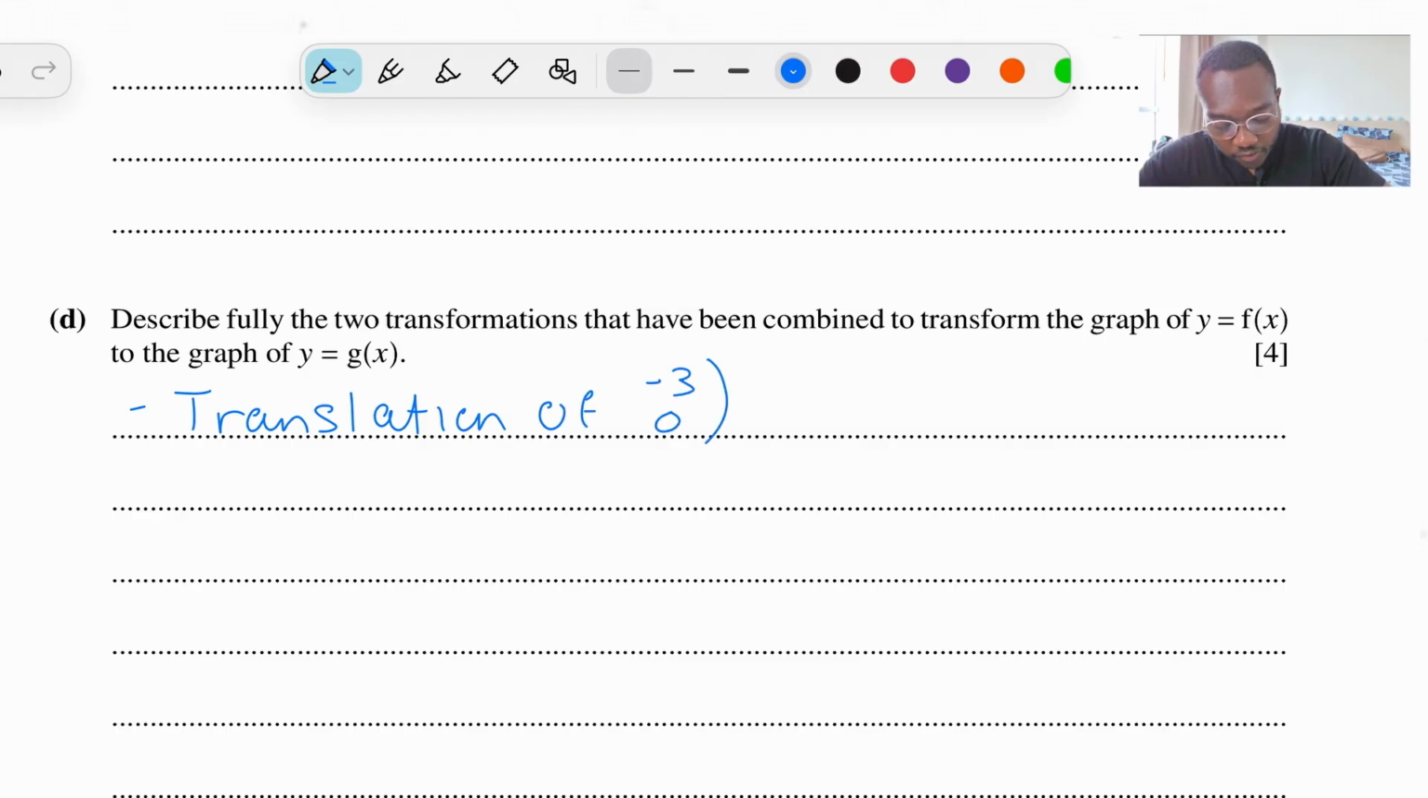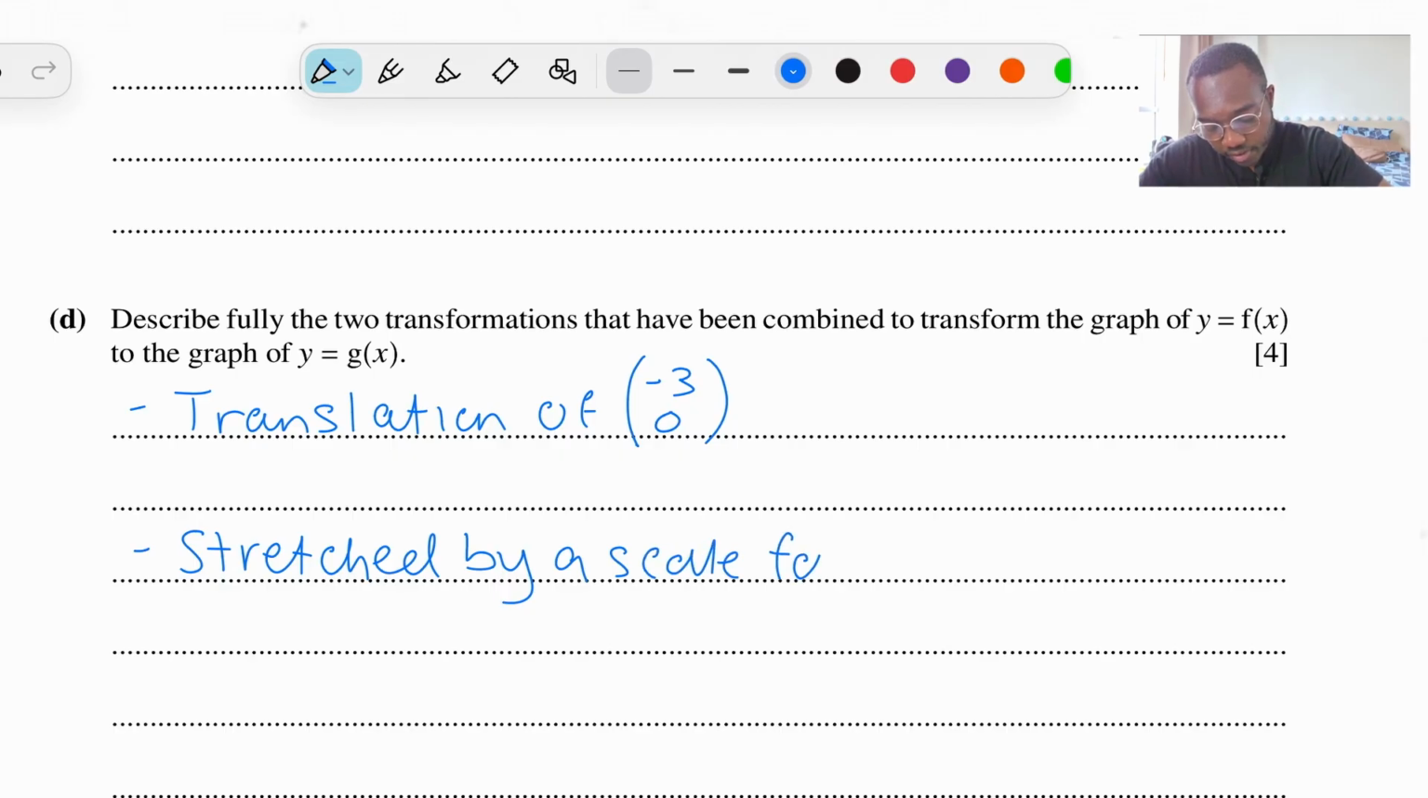That's all we need to do for the translation. We don't even need to say left, right, up, down. We can say a translation of minus 3, 0, and what that says is that we've just shifted 3 units to the left. So that's the first transformation. The second one is we can just say stretched by a scale factor of 2 in the y direction.